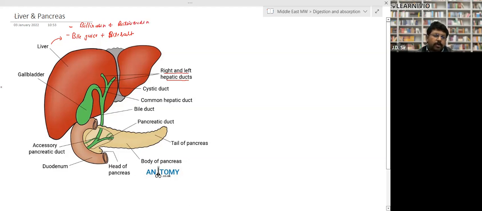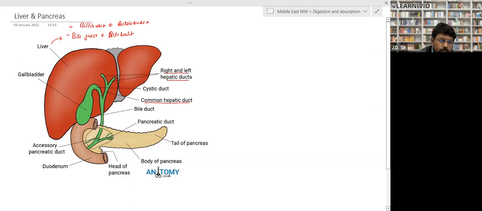Both are found here, which gives it color, right? Bilirubin and biliverdin. So both are secreted. And this right and left hepatic duct, these both come and rejoin. They form a common hepatic duct, right?